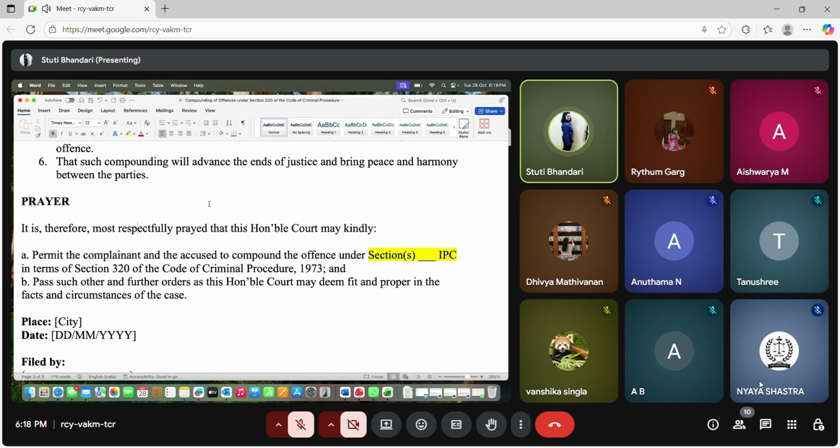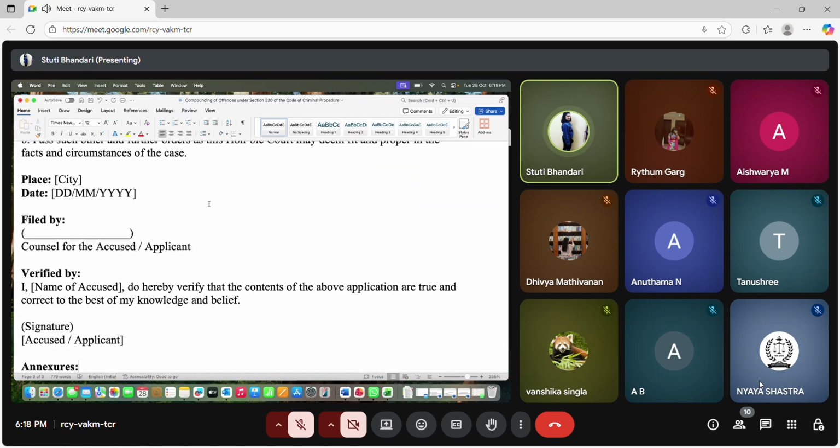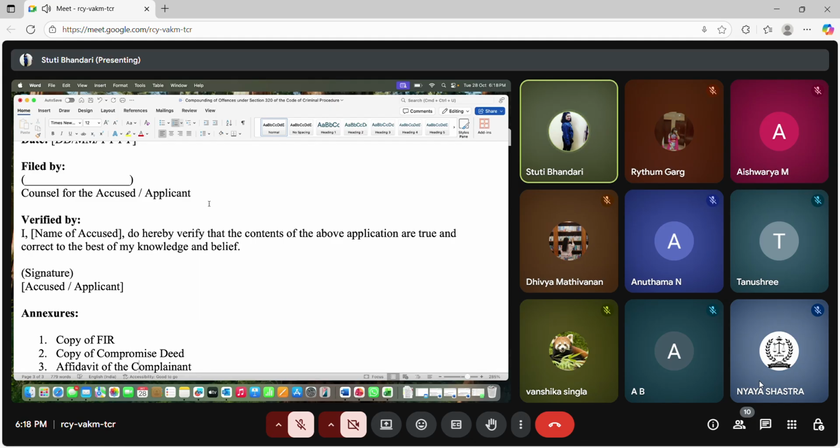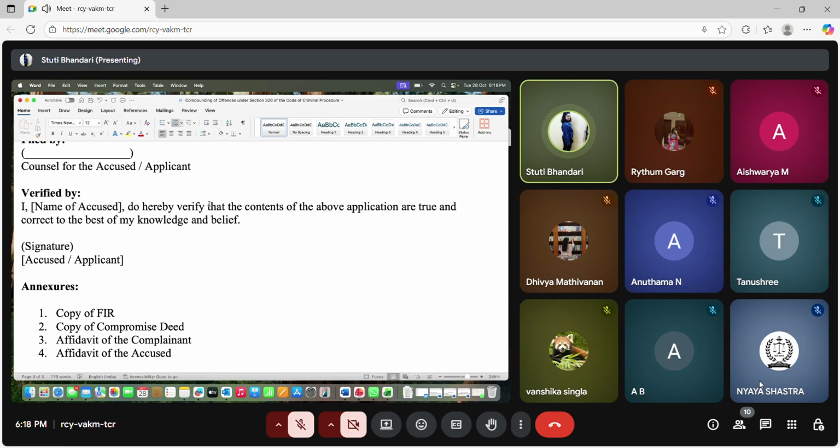So that is immaterial. Either both the parties can sign it or even the accused can sign it, because obviously the accused is the one who is being benefited from the compounding. The charges against him are being quashed. So he would be the person who would be signing the application. However, the compromise deed which is there shall be signed by both the parties.